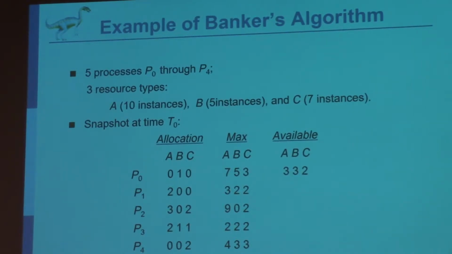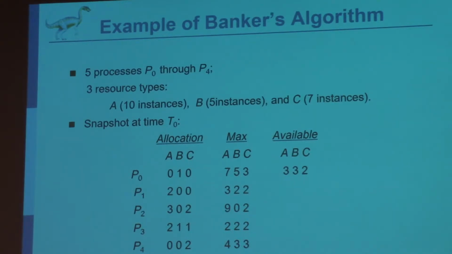For the first one, allocation. And next, let's take a look at max. Max means to terminate each process we need this, which means P0 needs 7 of A, 5 of B, and 3 of C to be completed. This is the max need. Similarly, P1 needs this, P2 needs this, P3 needs this, P4 needs this. This is the maximum need to be completed.